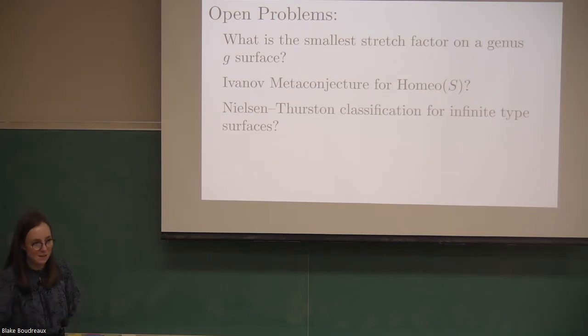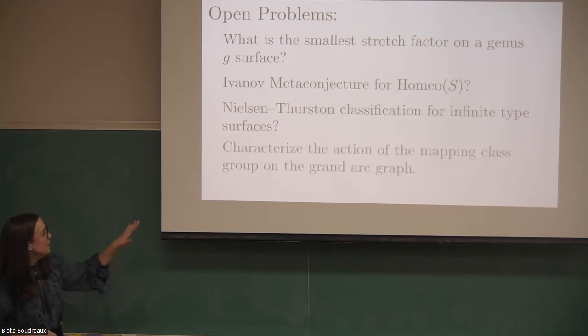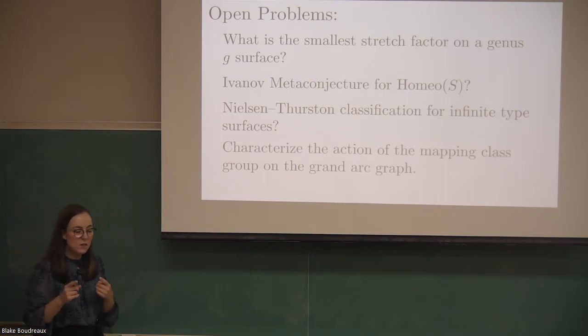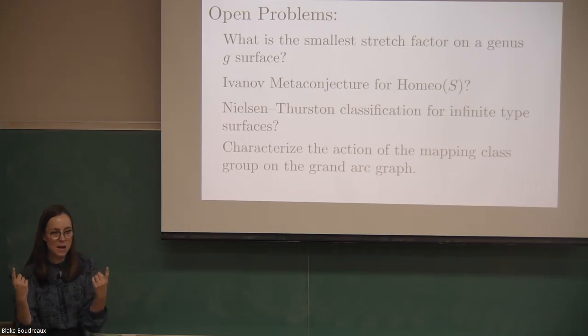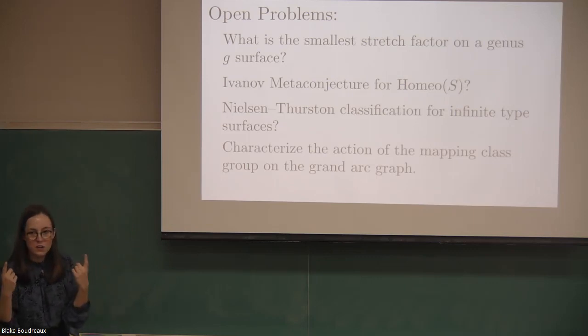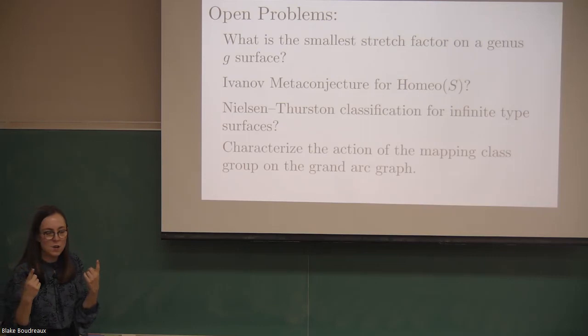A final question is, can we characterize the action of the mapping class group on the grand arc graph? So a good starting point is we know that there's going to be, again, elliptics, and we know that there's going to be hyperbolics. There's a third type of action that you can study on graphs called parabolic. We don't know whether or not parabolics can show up in this setting.